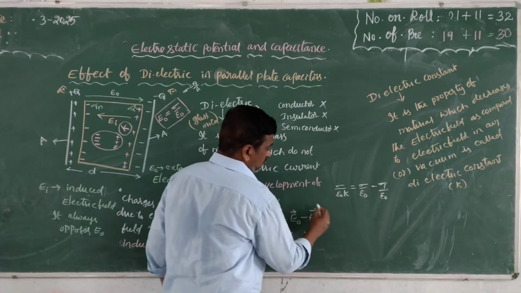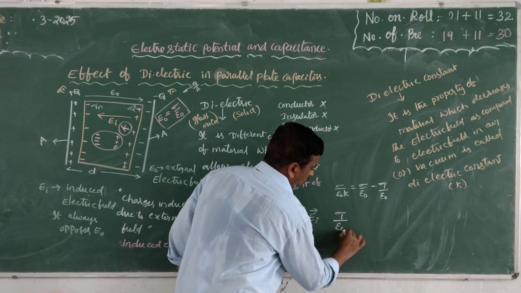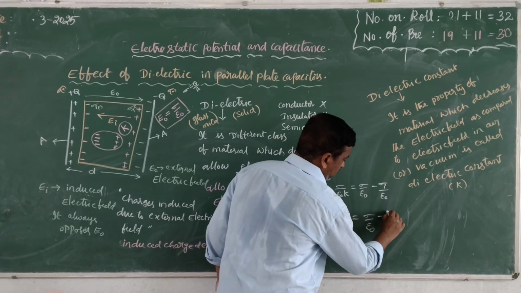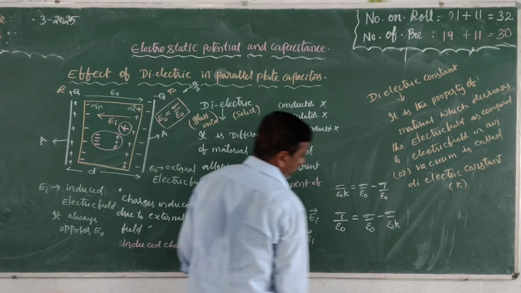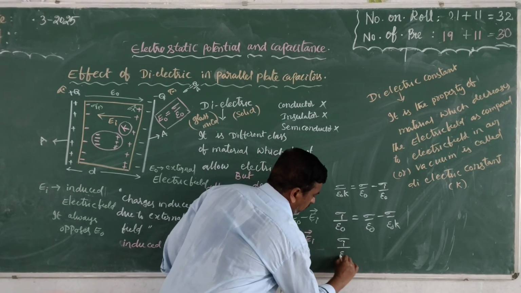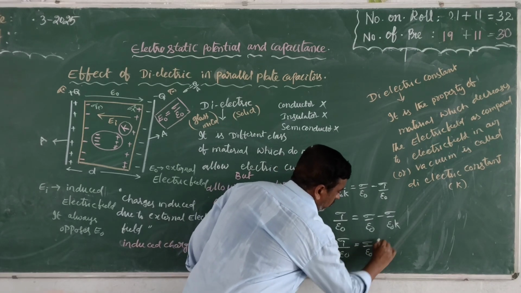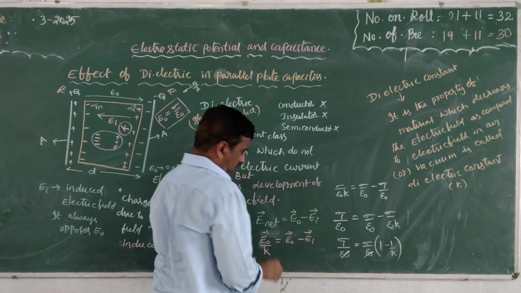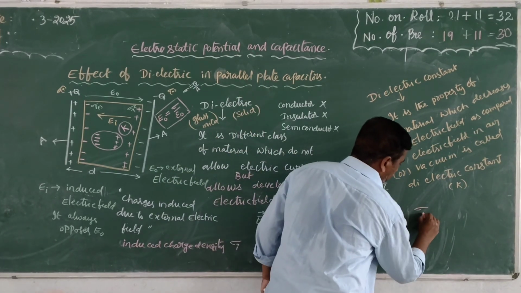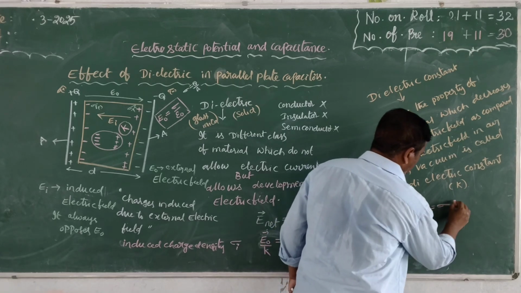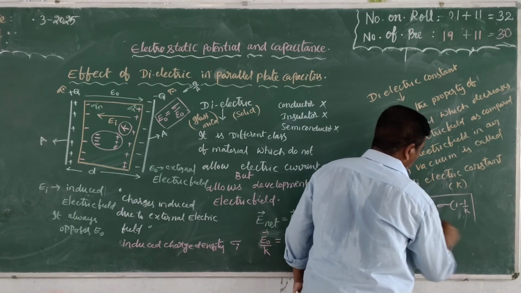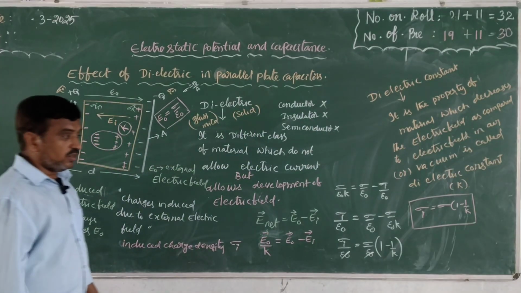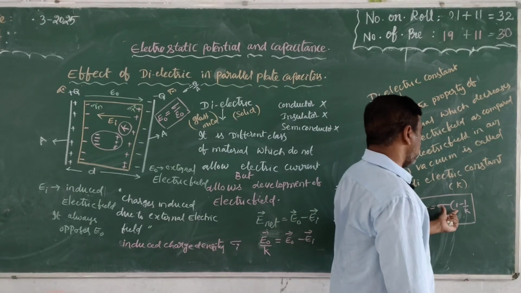Sigma I by epsilon naught changes to this side: sigma I by epsilon naught equals sigma by epsilon naught minus sigma by epsilon naught K. Taking sigma by epsilon naught common, we get 1 minus 1 by K, and epsilon naught cancels. What we get is sigma I equals sigma into 1 minus 1 by K. This is the induced surface charge density; for finding it, we have this formula.